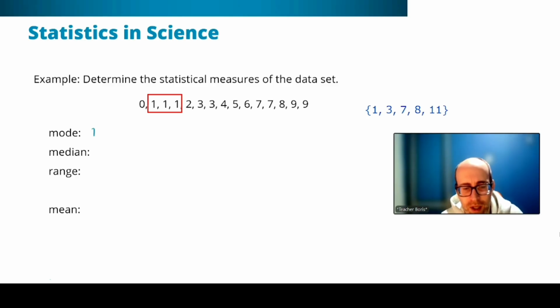Median is the middle number. Now, how do we find the middle number? That's a little bit trickier. Let's skip and do range for a second. What's the biggest minus the smallest in this situation? It's just 9. The biggest number is 9, and the smallest number is 0, and 9 minus 0 is just 9. So that's an easy one.